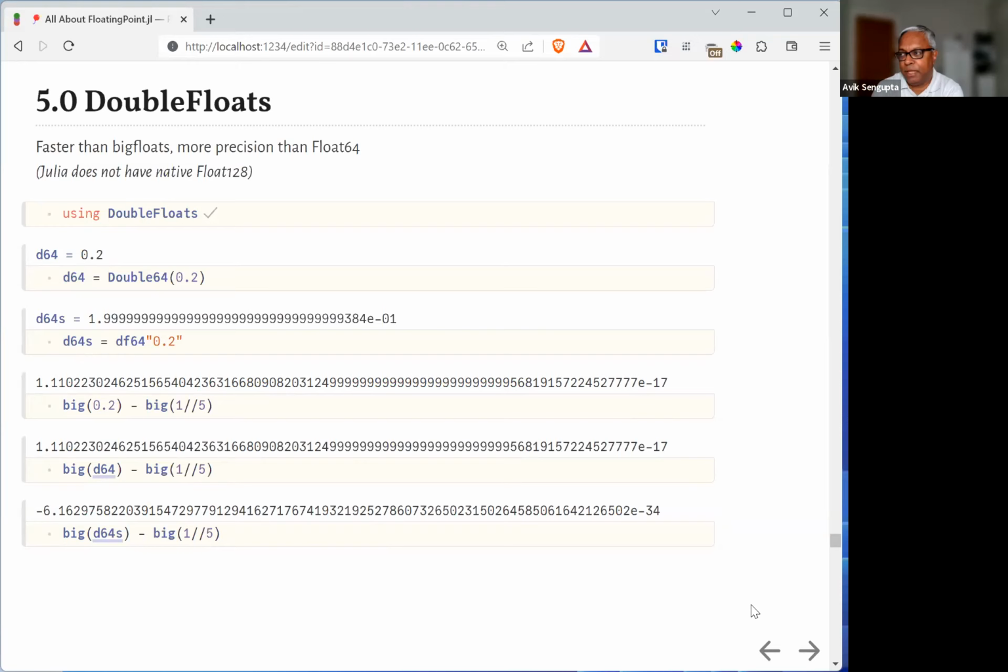Generally, if you have float 64, you think, okay, the next thing is float 128. But float 128 is not native on the CPU, and Julia and LLVM don't have float 128. I think LLVM is getting it, but Julia doesn't wrap it properly. So you can't have fast float 128 in Julia yet.